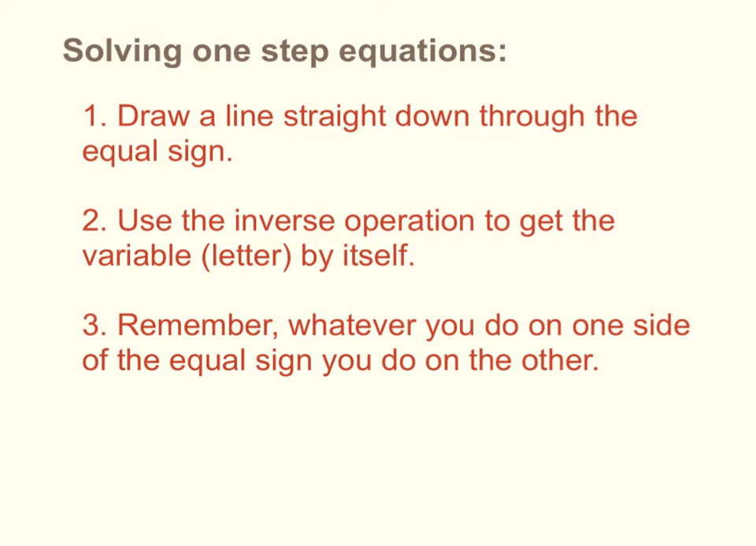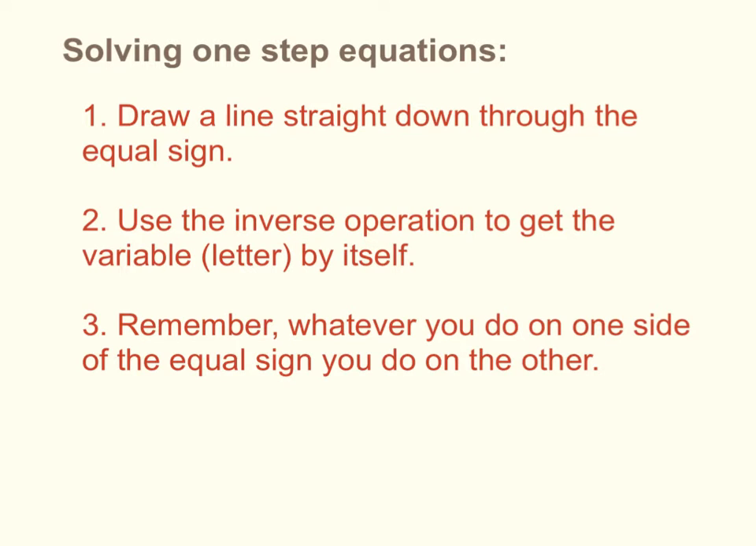So just a few steps for solving one-step equations. The first thing you're going to do is draw a line straight down through the equal sign. Basically what that does is set your equation up so that it's balanced on each side of the equal sign. So whatever you do on one side, you're going to do to the other side.